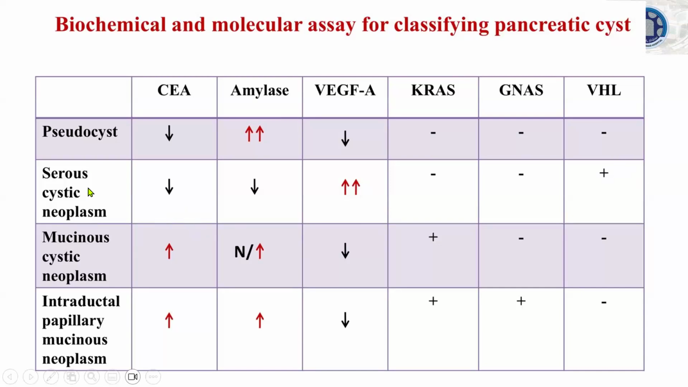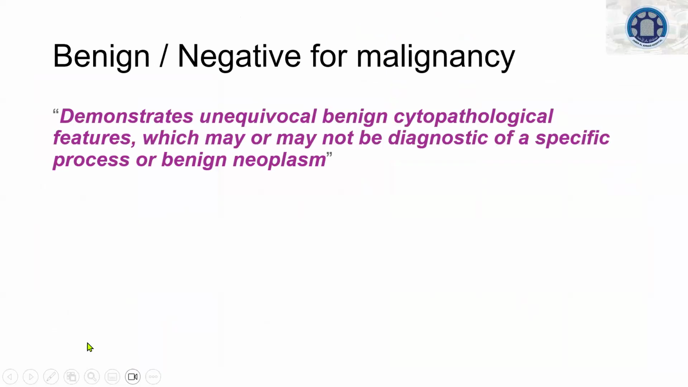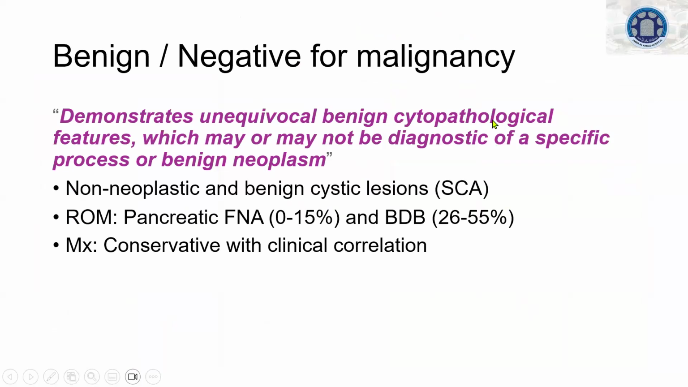Molecular, serous cystic neoplasm is usually associated with VHL mutation. Both MCN and IPMN will be associated with KRAS, and GNAS in addition will be mutated in IPMN. So let's go into the benign or negative for malignancy category. It means demonstrates unequivocal benign cytopathological features. That's the meaning of the benign or negative for malignancy category, and it includes SCA.